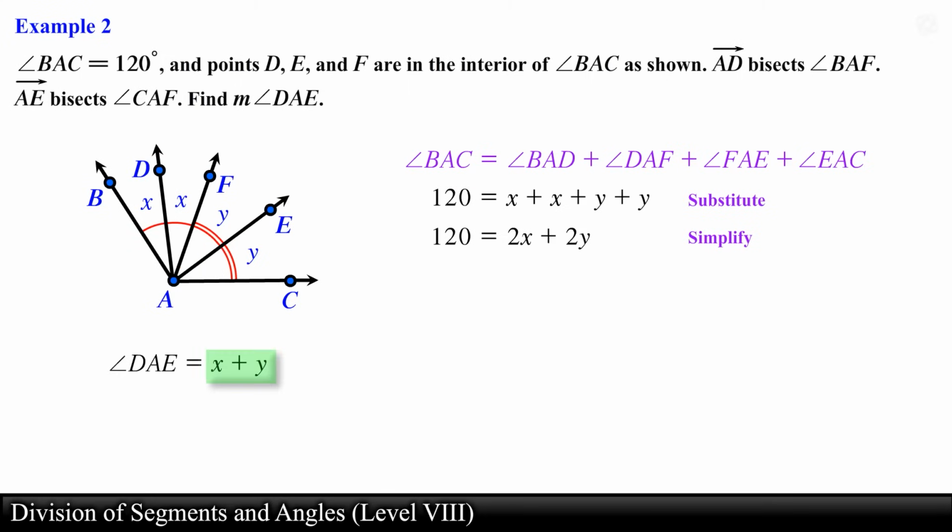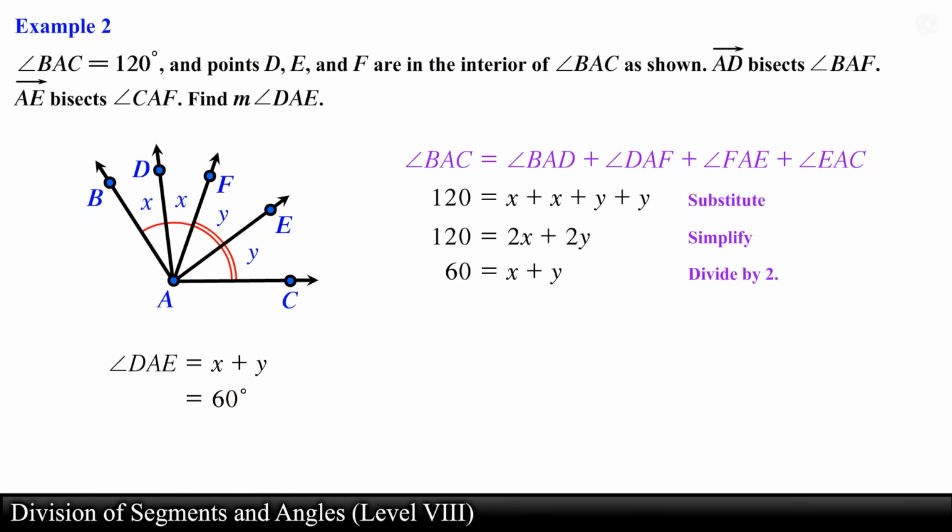So if we can figure out what x plus y is equal to, we can determine the measurement of this angle. Notice that if we take the geometric relation representing the sum of the angles and divide it by 2, we obtain the following expression. And jackpot, we now know the value of x plus y. In this case, it is equal to 60 degrees. And this is our final answer.